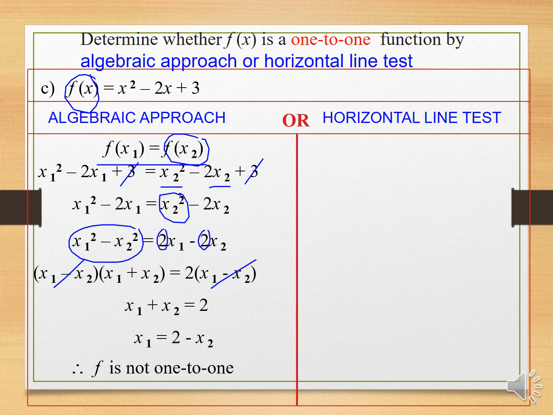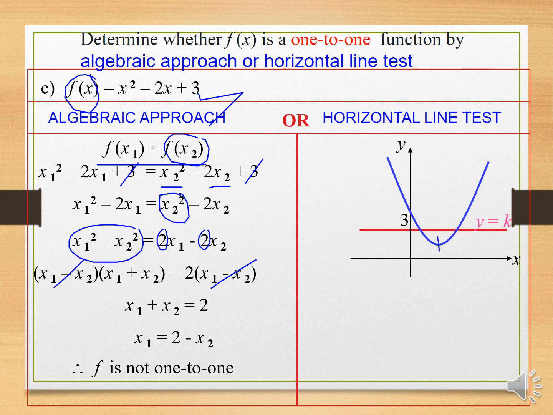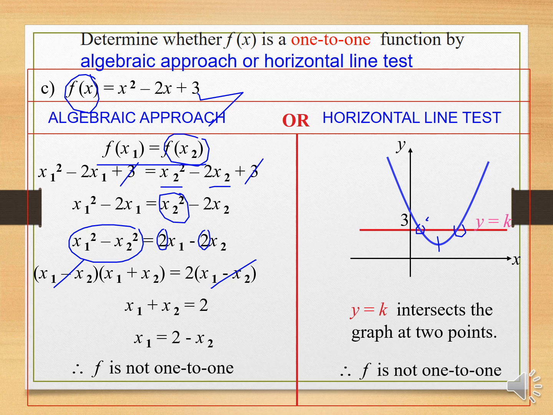By using the horizontal line test, what we should do is draw the graph of x squared minus 2x plus 3. This is a smile graph with a minimum point here. And we draw any horizontal line y equals k, and we can see that there are two intersection points of the graph and the line. Therefore, y equals k intersects the graph at two points.